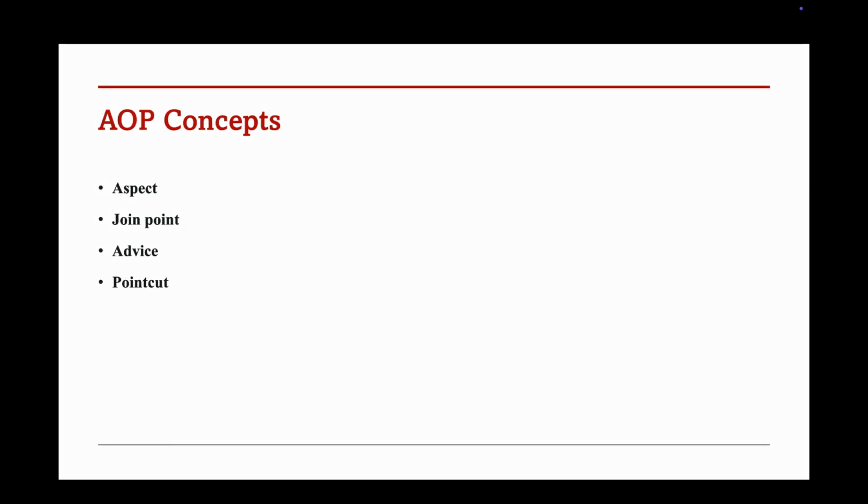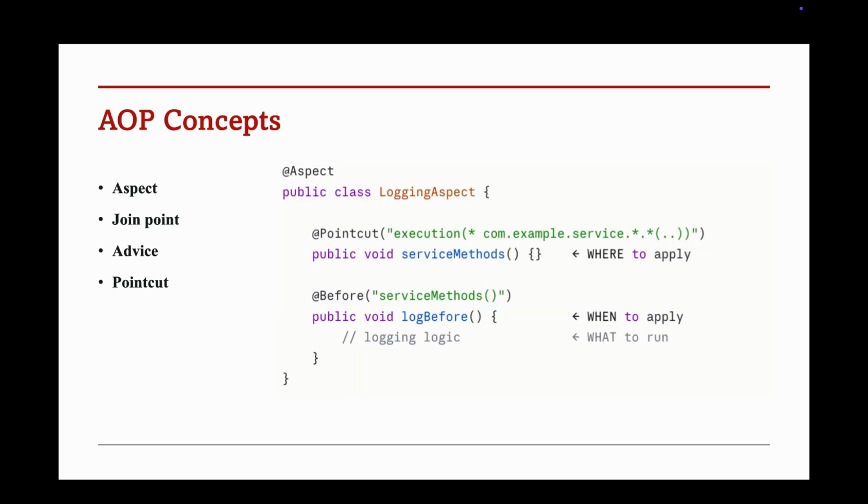Alright, next term. Pointcut. And this one ties everything together. So what is a pointcut? A pointcut is an expression that defines which join points the advice should apply to. Remember, every method in your application is a potential join point. But you don't want your logging advice running on every single method. You want to be specific. You want control. That is exactly what a pointcut gives you.